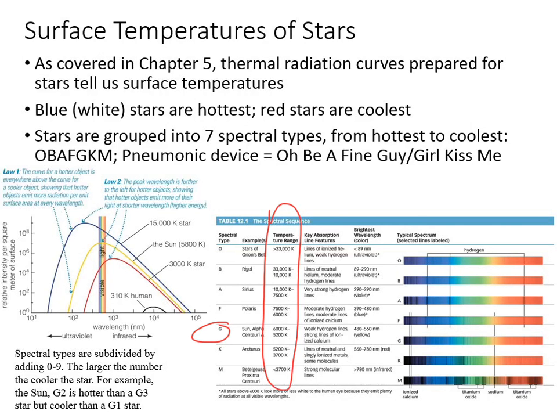Okay, and I've got a little mnemonic device here. Oh, be a fine guy, kiss me. That is right there in the first column. The 7 different types of stars. I know it sounds really hokey. But the 7 different types of stars actually kind of line up with colors. So O's are hottest, so we know right off the top these are going to tend to be blue for the O-type stars. M are the coolest, and these are going to tend to be red. And then anything in between.